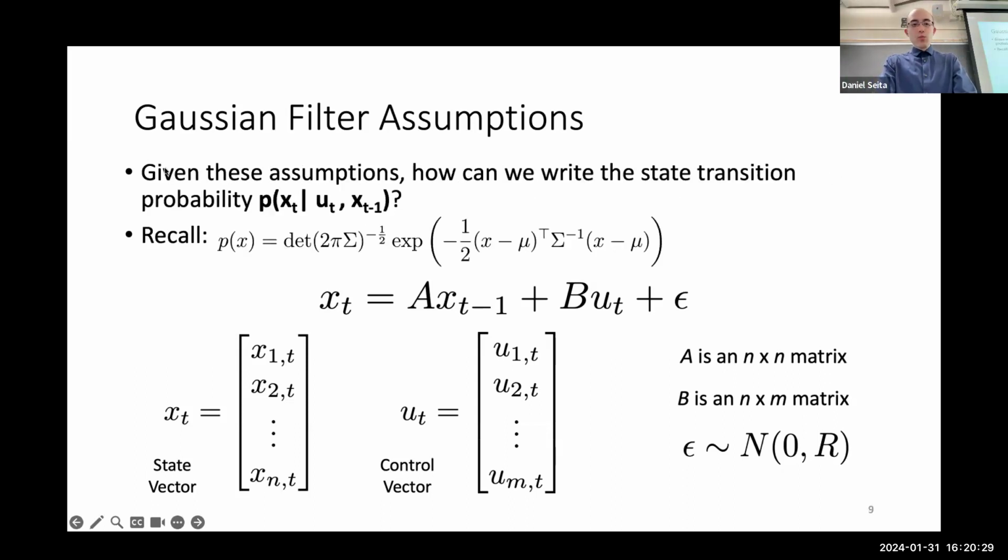All right. When we make these assumptions, let's think about how you would write the state transition probability. So you have P of x_t given u_t and x_{t-1}. Take a couple of seconds to think about how you would write out this term in bold. This will be something that we'll ask you to do a lot, so it's a good exercise to make sure that you're familiar with writing it out.